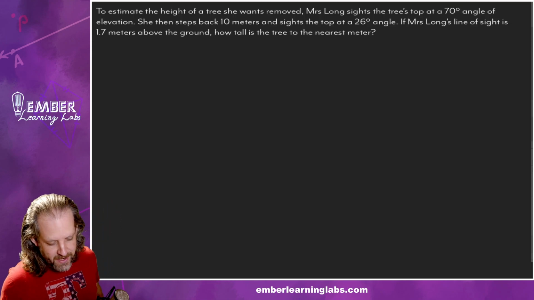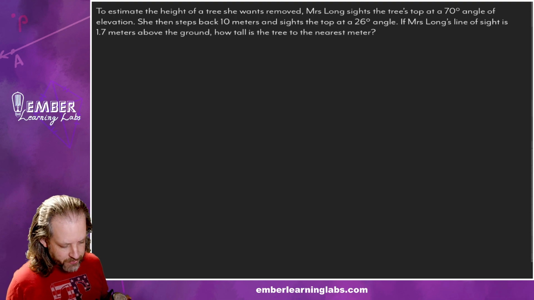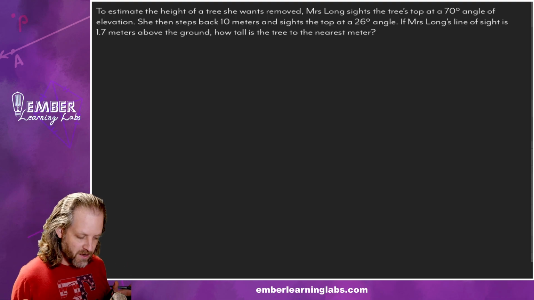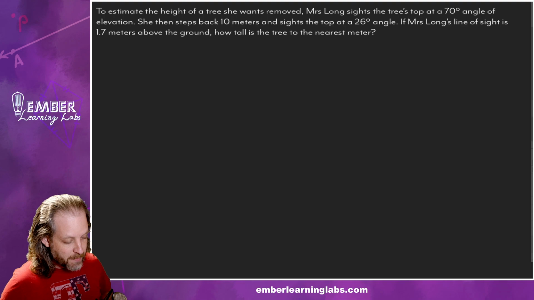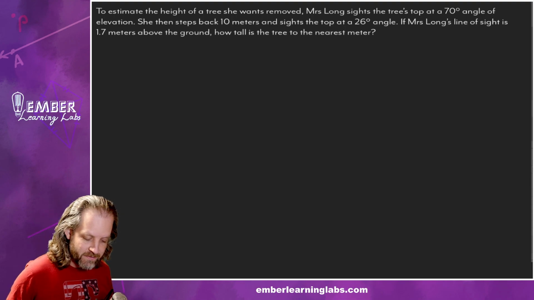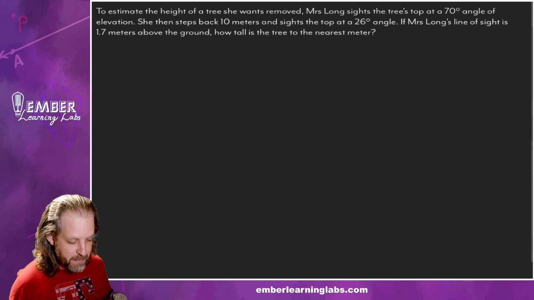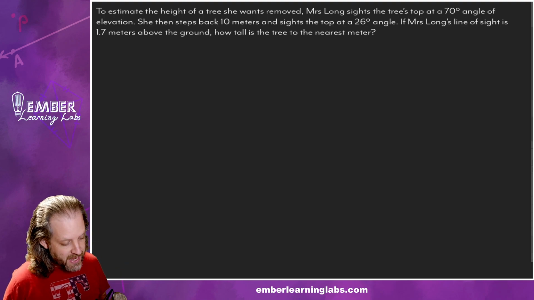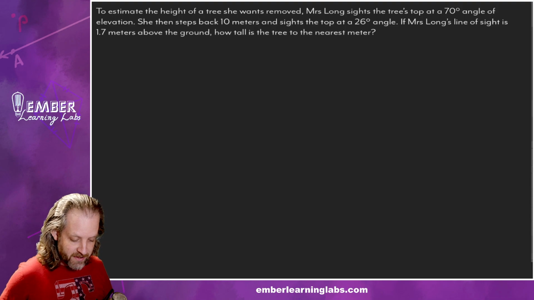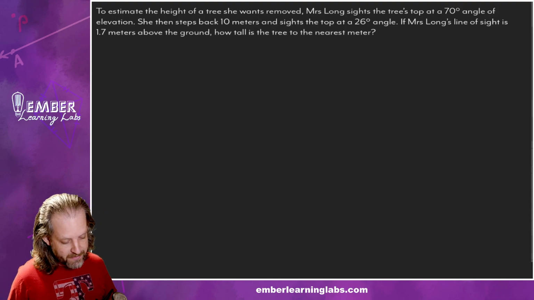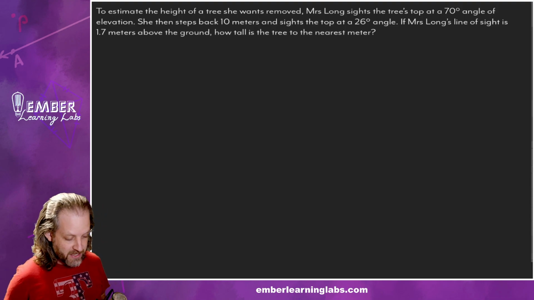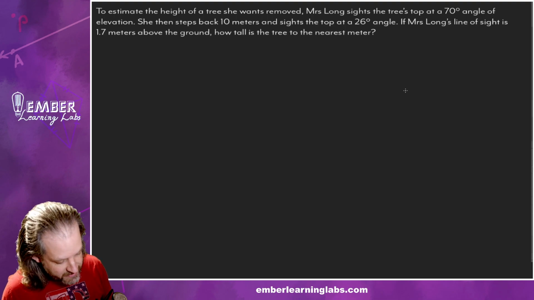To estimate the height of a tree she wants to remove, Mrs. Long sights the tree's top at a 70-degree angle of elevation. She then steps back 10 meters and sights the top at a 26-degree angle. If Mrs. Long's line of sight is 1.7 meters above the ground, how tall is the tree to the nearest meter? So we got all kinds of things going on.